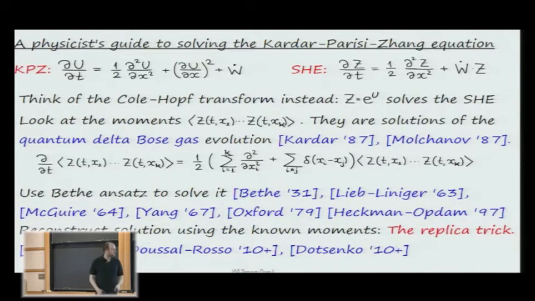If this is unfamiliar to you, just take the case k equals 1. Then it's very easy. When k equals 1, you're just taking the expectation value of both sides. The white noise drops out, and you get that the first moment solves the heat equation.